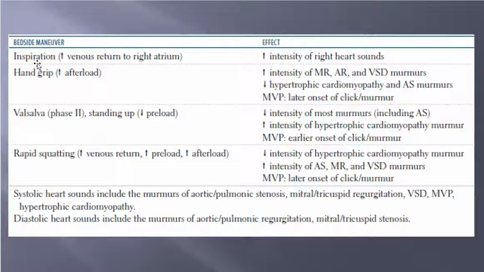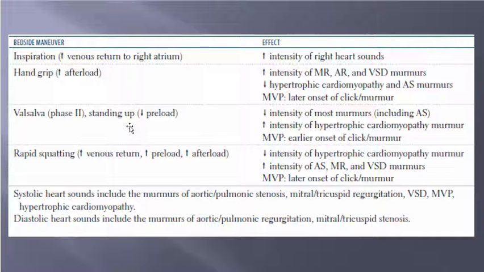Bedside maneuvers. On inspiration, you have an increase in venous return to the right atrium, and in that case, you have an increased intensity of your right heart sounds. Hand grip. Check the hand grip. You have an increase in afterload. You have an increase in intensity of murmurs.